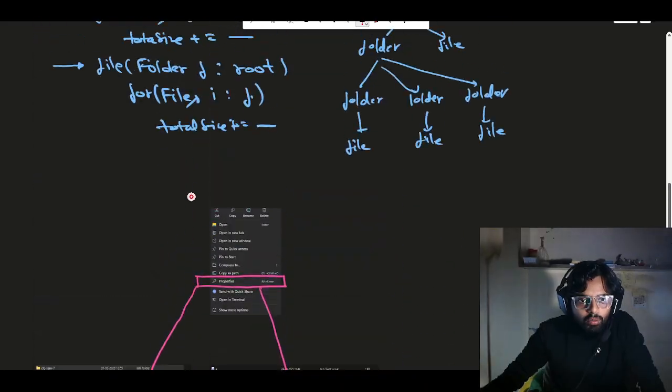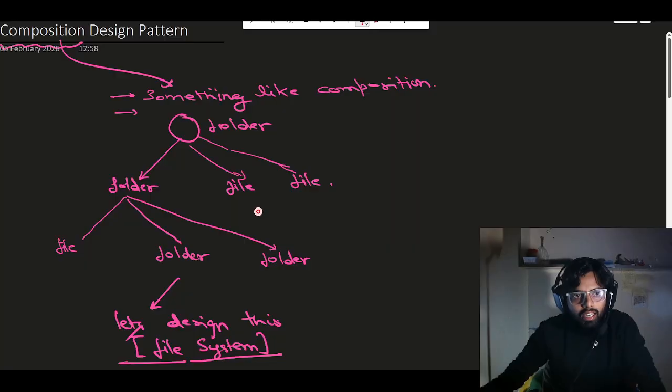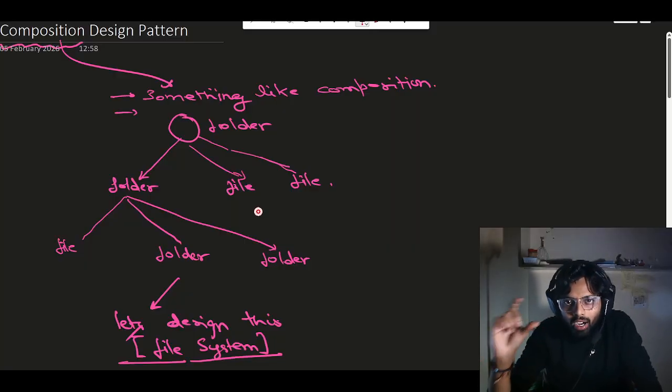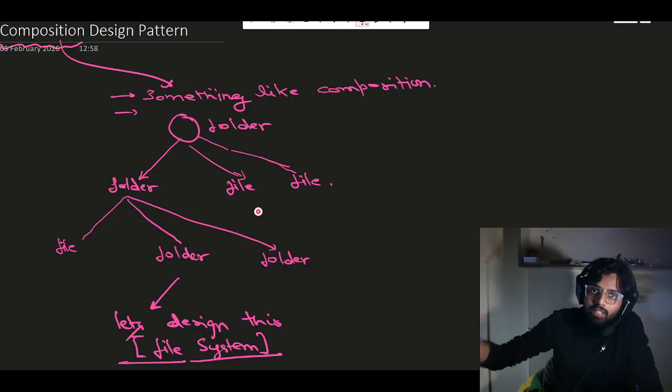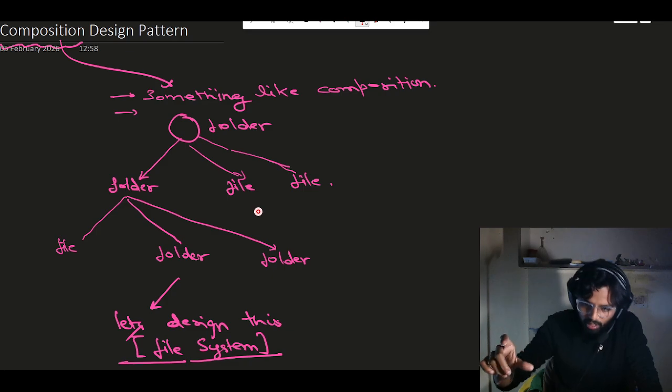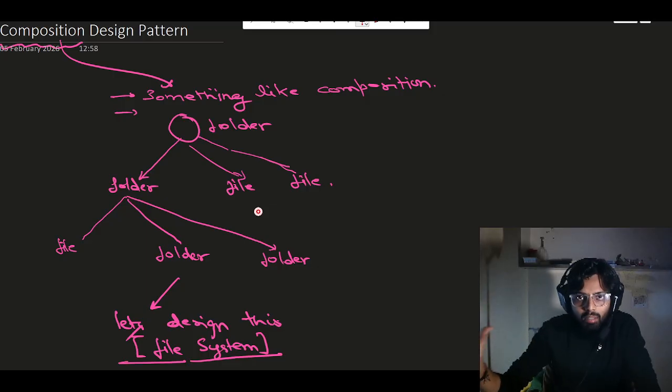The main thing I have to keep in mind is that whenever I think of the composite design pattern, it is designed for a specific problem, and that problem is whenever I see tree-like structures, I think of the composition design pattern. So that was it.